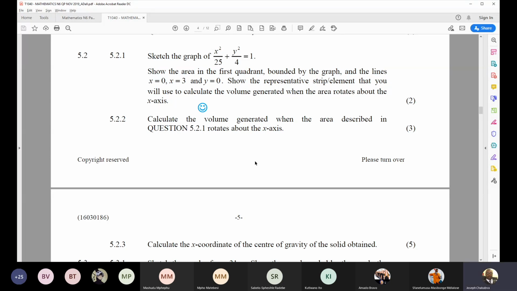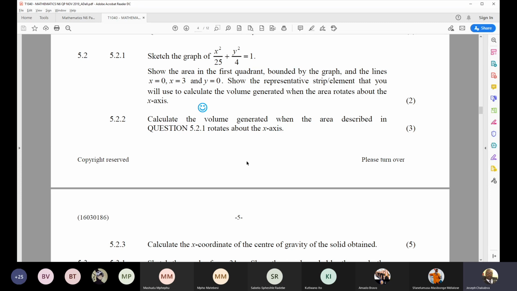From there, they will say 5.2.2, calculate the volume generated if it rotates about the x-axis. So volume is pi y squared dx. So you're going to make y squared the subject of the formula. Okay, so volume is pi y squared dx, then you do it.